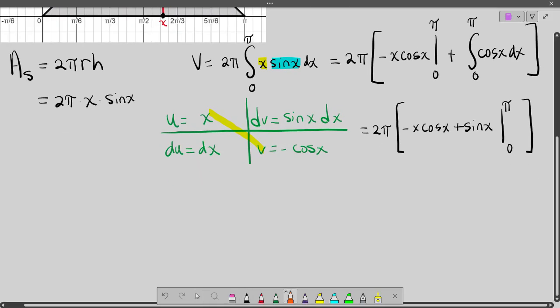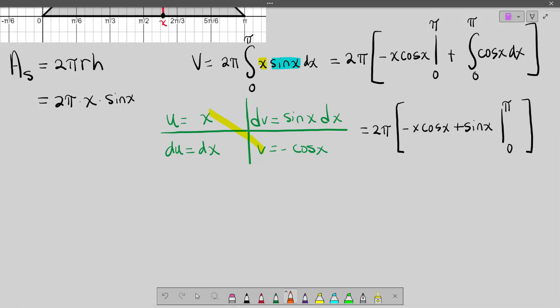One thing I noticed right away is that the sine function at 0 and at pi will have a value of what? 0. So this function is not going to contribute. Sine of pi is 0. Sine of 0 is 0. So that function is not going to contribute. So let's see what we end up with.